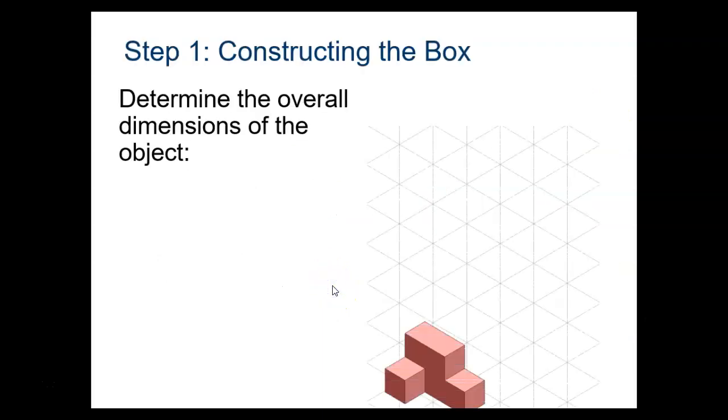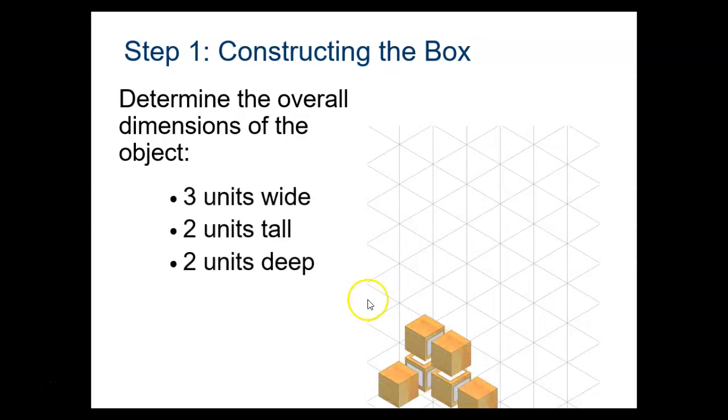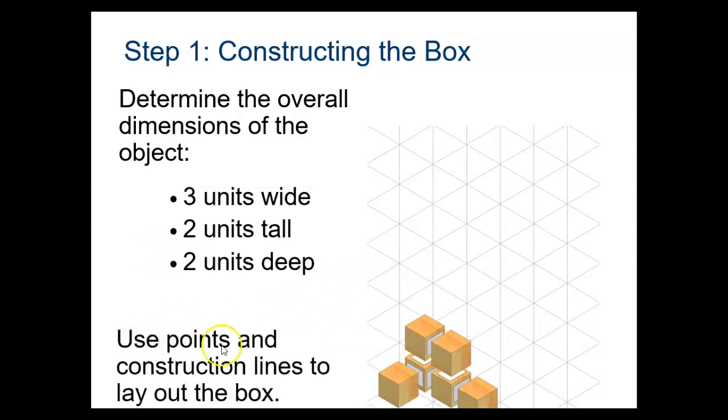Example 2. So here we have the object. We're going to determine the overall dimensions of the object. Look at this animation right here. Here's the object, and we just broke it up into cubes. So it's 1, 2, 3, 4, 5, 6 cubes. So we know that it's 3 units wide, that's 1, 2, 3 units wide, 2 units tall, and 2 units deep. So use points and construction lines to lay out the box.